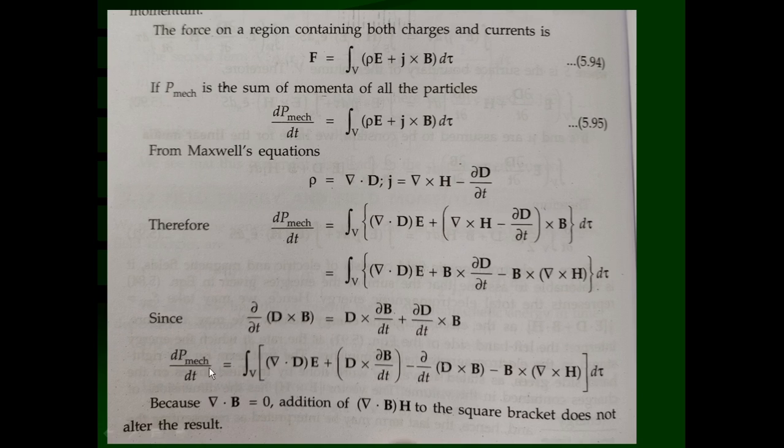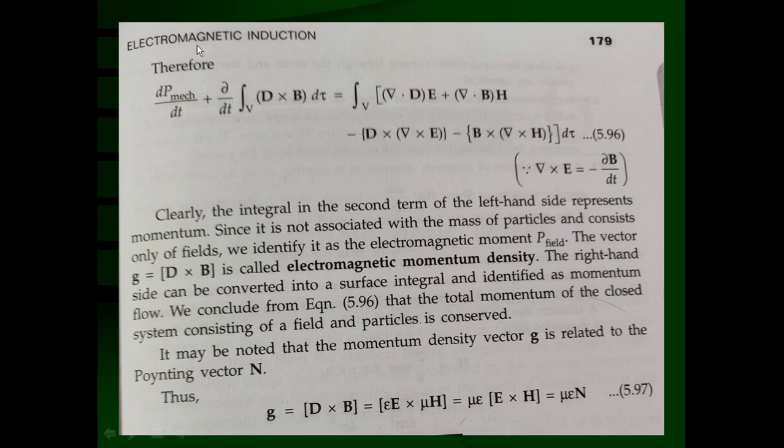This term can be taken on the left hand side, and on the left hand side there will be two terms. Therefore dP mechanical upon dt, and the second term plus d/dt of the volume integration of D cross B d tau, that is equal to the volume integration of V divergence of D into E plus divergence of B into H. So there is a symmetry for the electric field as well as the magnetic field in the dot product terms.